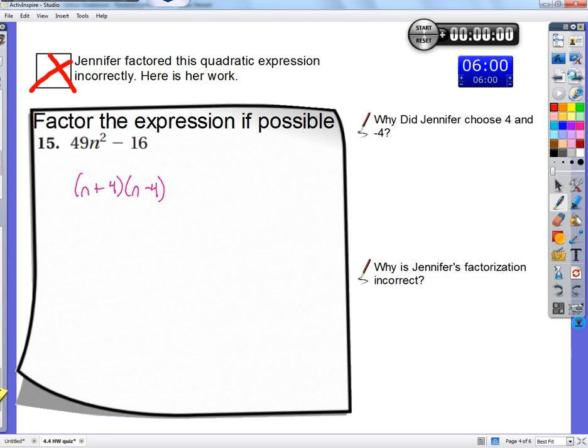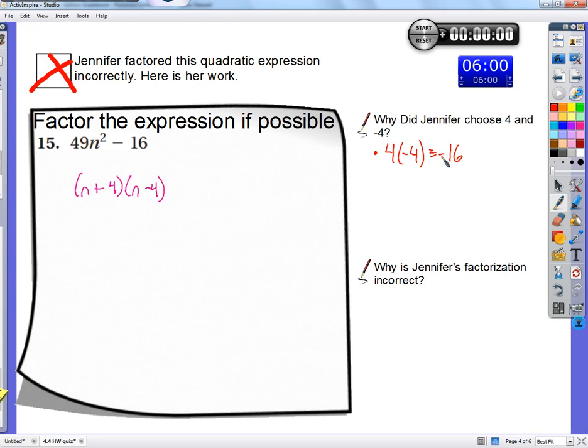At some point, we're going to multiply that constant times that constant. That's what happens when we distribute. We're going to multiply everything by everything else. And at one point, we're going to multiply 4 times negative 4. And we know that when we multiply those two constants together, we need to get negative 16. So that's definitely informing her decision to use 4 and negative 4.